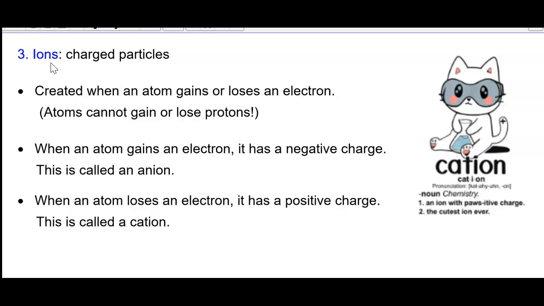An atom becomes an ion when it gains or loses electrons. We call that a charged particle. It's created when an atom loses or gains electrons. Atoms cannot gain or lose protons. Atoms are going to either gain or lose electrons.